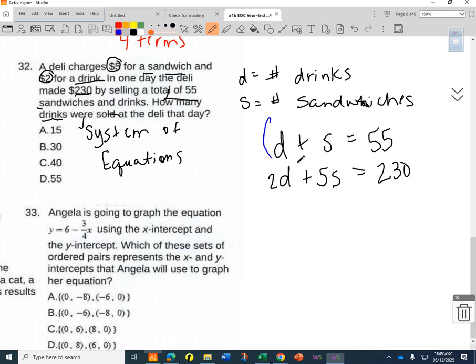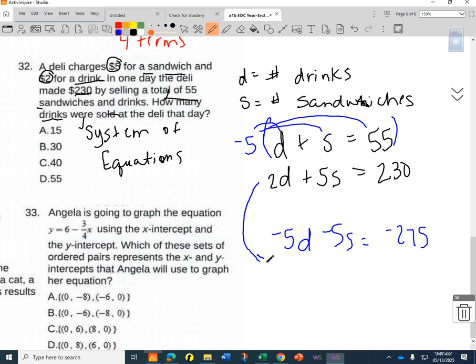I'll tell you, we need to multiply this one by something. What can I multiply this equation by to get rid of 5s? What plus 5s would equal 0? Yes, negative 5s plus 5s would be 0, so we multiply this all by negative 5. So we multiply this by negative 5d minus 5s equals negative 275. I'm going to bring this one down and add it to that original second equation.